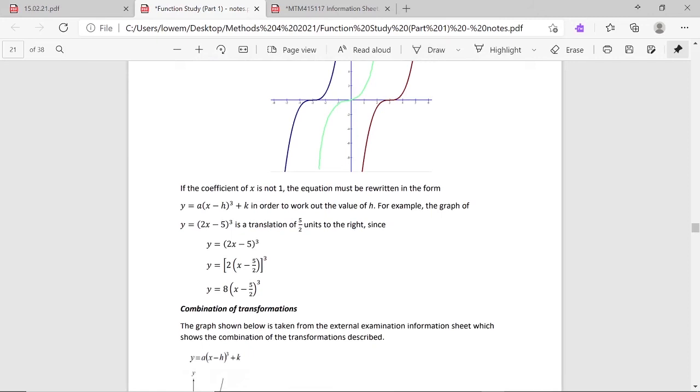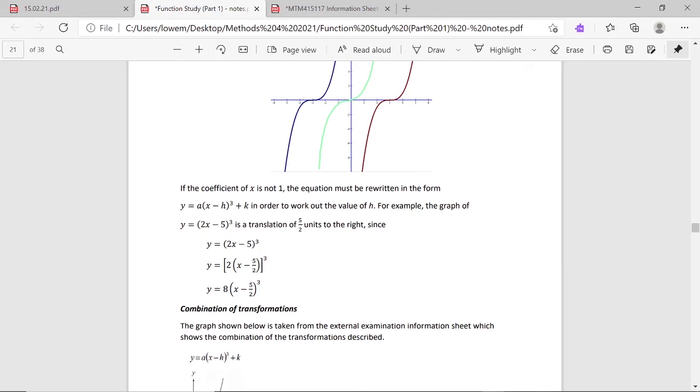If the coefficient of x is not 1, the equation must be rewritten in the form y equals a times x minus h cubed plus k, so that we can accurately work out the value of h to see what the horizontal translation is. Let's have a look at this one, for example: y equals 2x minus 5 cubed. Just like we did with taking the negative 1 out earlier as a factor, we can take out the 2 as a factor. By doing that, we've got the 2 out the front, and inside the brackets we're left with x minus 5 over 2, and then close brackets.